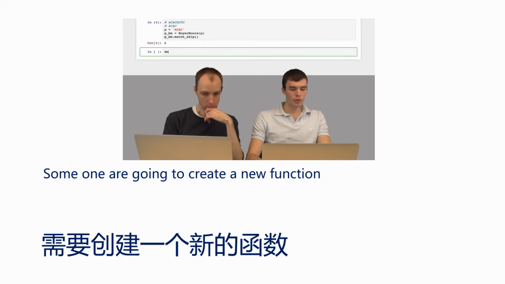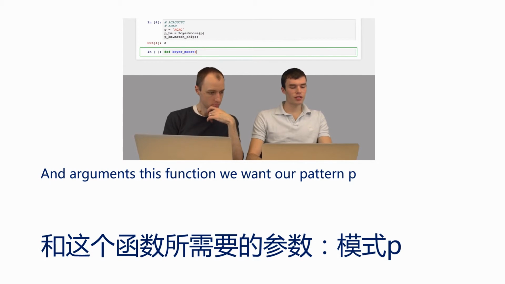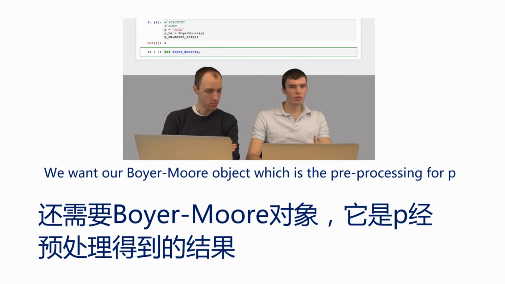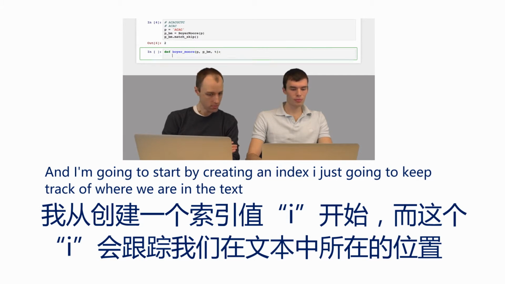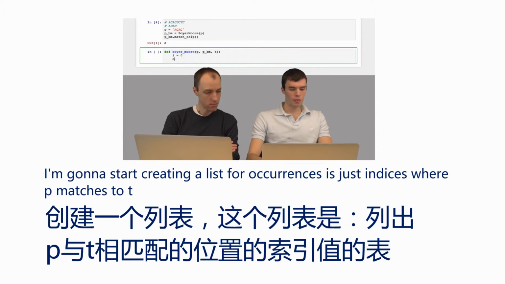I'm going to create a new function. As arguments to this function, we want our pattern p, our Boyer-Moore object, which is the pre-processing for p, and then our text t that we're going to search in. I'm going to start by creating an index i, just to keep track of where we are in the text. I'm also going to create a list for occurrences. This is just indices where p matches to t.